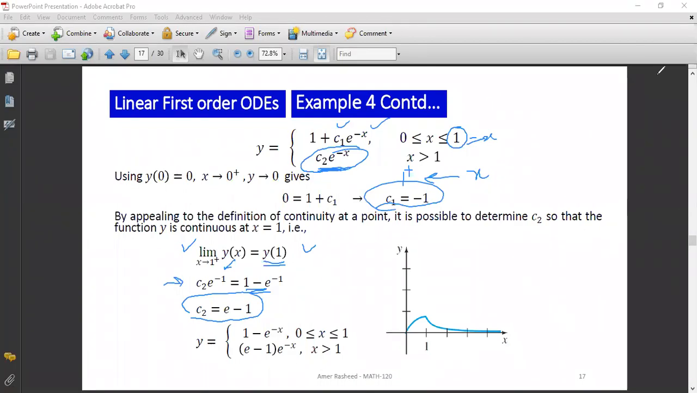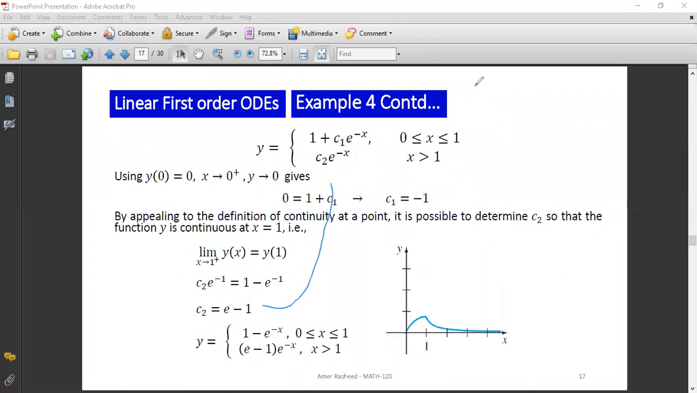By inserting the value of C2 here, we can finally get this solution, which is the particular solution without the constants. You can also look at the graph of this function. This is the graph of this function. You can see the function is continuous here. Basically, here at 1, the function is continuous.